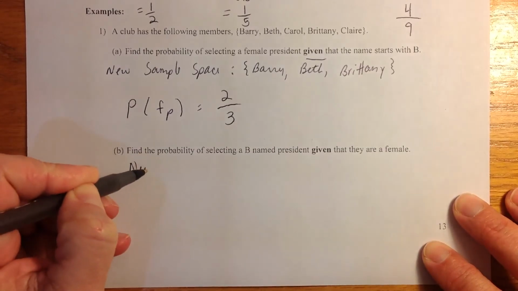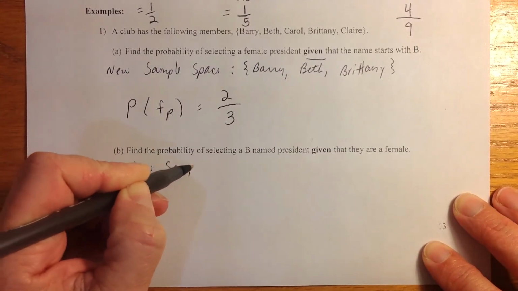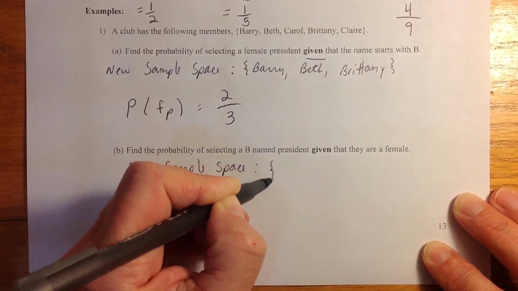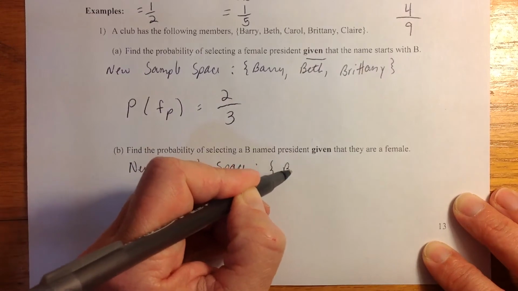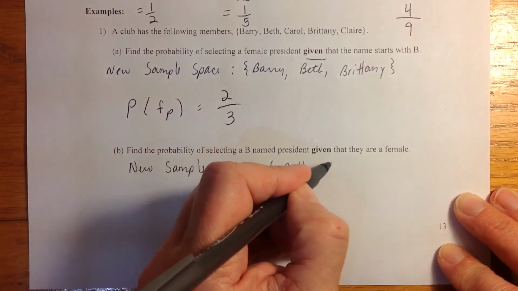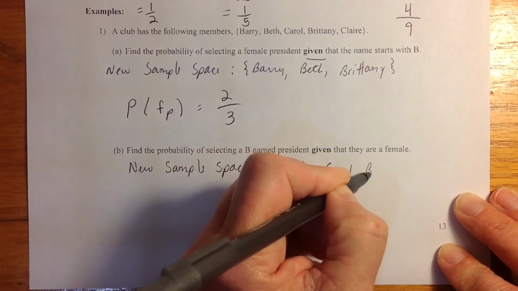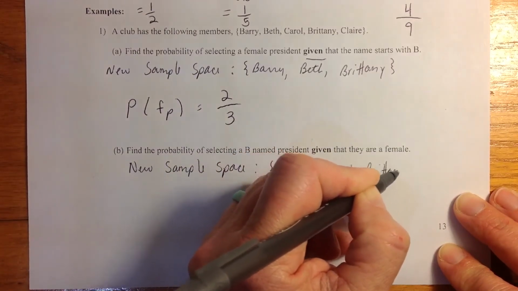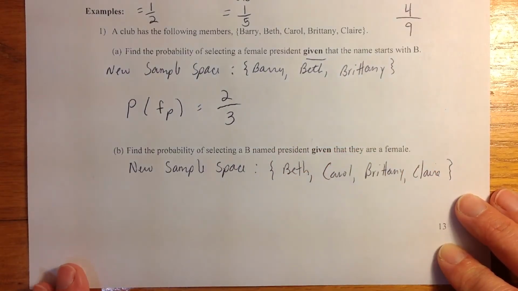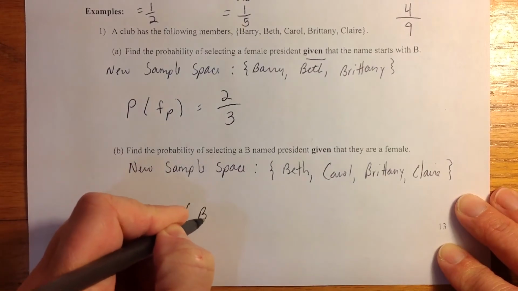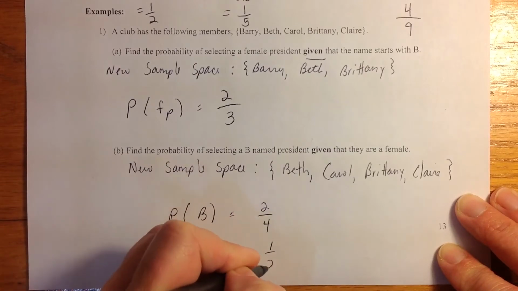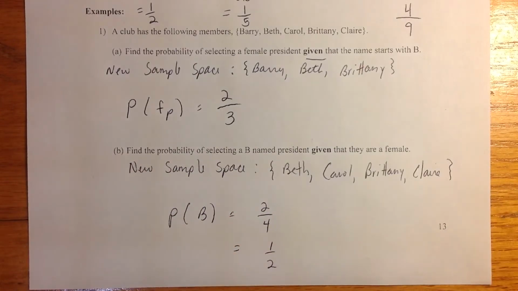So find the probability of selecting a B-named president given that they are female. So now our new sample space is to write down just those names that represent female. So we would say Beth, Carol, Brittany, and Claire. And then we do the probability that it starts with a B. So we get 2/4 or 1/2.